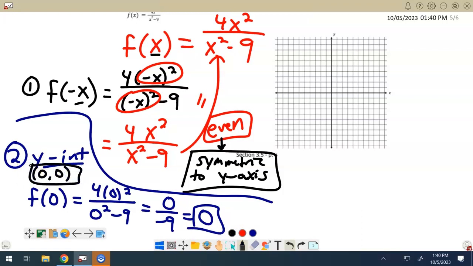And so I can plot that point, right? So we have a point here, 0, 0, and that's all you get out of that. The y-intercept gives you a point. And again, there's nothing else you can really do with that information except graph the point.